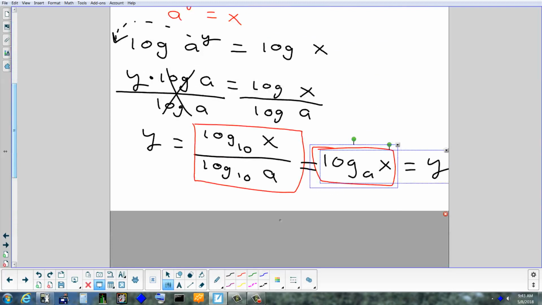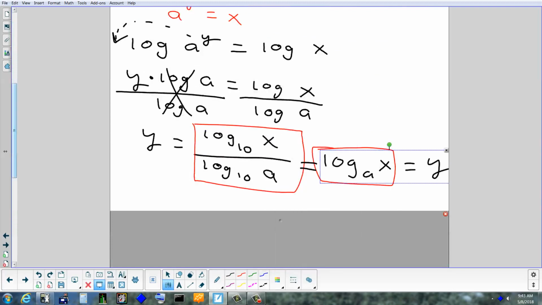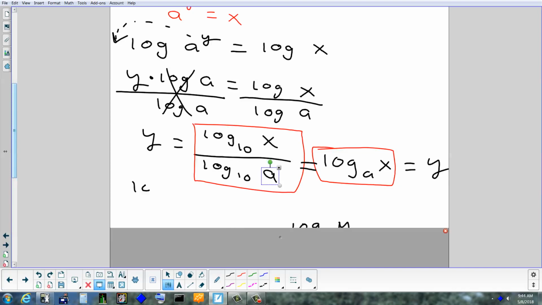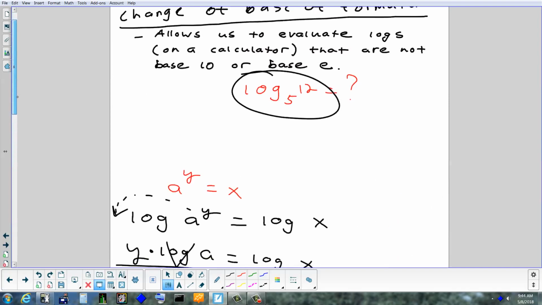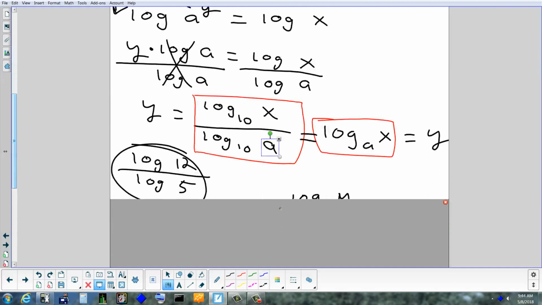Log base 5 of 12. You take log 12, log of x, put that in the top, and then log, I said base 5. Log 5 goes in the bottom. So the way you would type it in, log 12 over log 5. That's how you would type in something like that. Log of the argument divided by log of the base. Okay, and we'll practice typing one in a second.